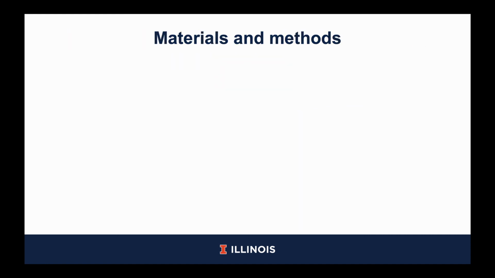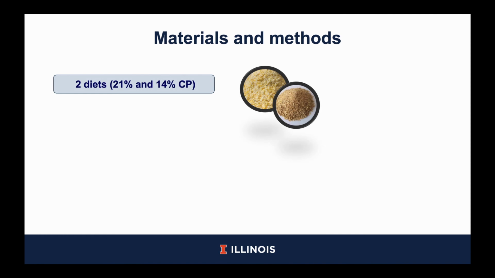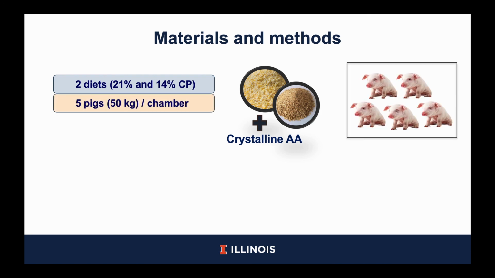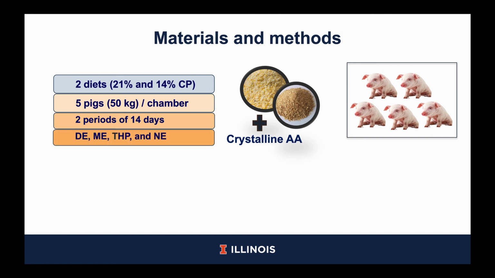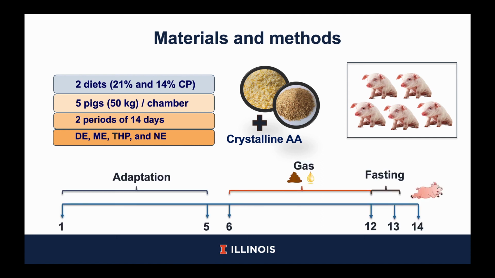For this experiment, 2 diets containing 21% and 14% of crude protein will be formulated. The diet containing 14% of crude protein will be supplemented with crystalline amino acids to meet the requirements of all indispensable amino acids. We will use 5 pigs of an average body weight of 50 kilograms per chamber, and this experiment will have 2 periods of 14 days each. We will calculate digestible energy, metabolizable energy, total heat production, and net energy. And each of the periods will have the same distribution that I explained before.